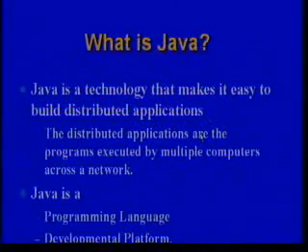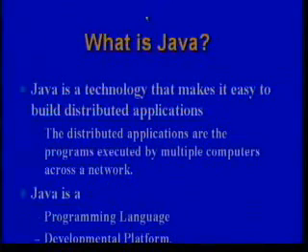Now, the Java programming language, unlike other programming languages, is not basically meant for writing applications which will run on a single machine, but is written for an environment which is distributed in nature. Today you have a few computers here, a few computers in other countries, and they are connected through the internet or any other type of network. But basically the internet is the main focus of Java. What we mean by a distributed application is a program executed by multiple computers across a network. Of course, Java is a programming language, and Java is a development platform.